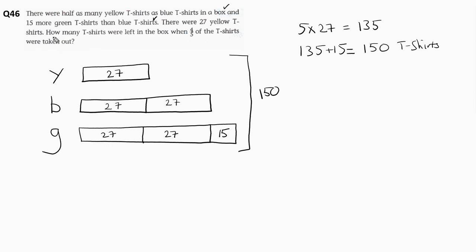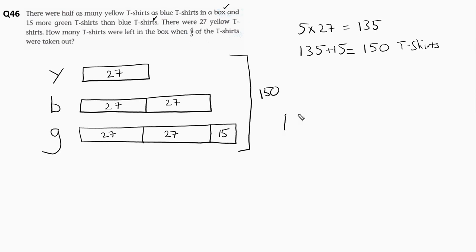But the question, we have another stage to the question, don't we? It says, how many t-shirts were left in the box when 4/5 of the t-shirts were taken out? Now, you might be able to visualize what's going on here and realize that this whole amount of t-shirts is being divided into 5, into fifths, and 4 of those fifths were taken out. So we need to know the value of 1/5. But let's draw it just so that we can be really sure.